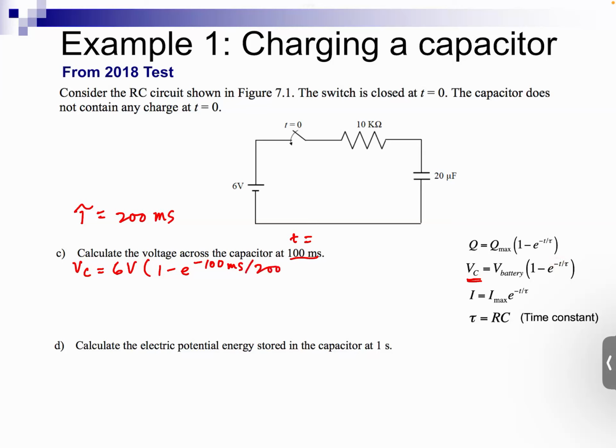Tau is 200 milliseconds, right? And again, milliseconds will cancel out there. So it's okay to leave your values in milliseconds. And again, assuming that you entered the e correctly in your calculator, maybe use some brackets, it's 1 minus this whole thing. If your calculator is fuzzy with brackets, it's 1 minus this whole e to the negative 100/200. You should get a voltage of 2.361 volts for this case.